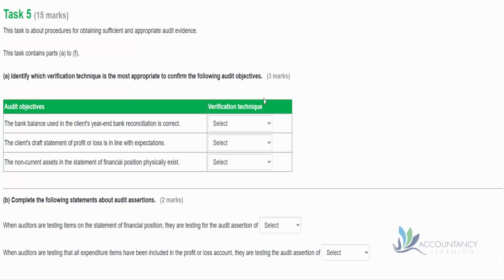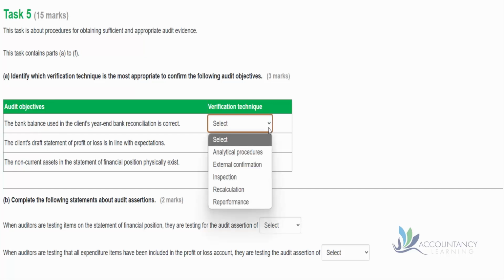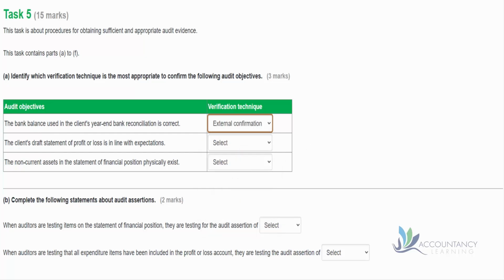So let's have a look at the choices available to us here. So we can perform analytical procedures. Well, that can be quite difficult for bank balances because depending on what's happening in the month, that may go up or down. So that could be done, but not necessarily the best. But external confirmation, well, that would be helpful, wouldn't it? If we can get the bank to write to us and verify how much was in the account, then that would be a good way of verifying how much the bank balance is.